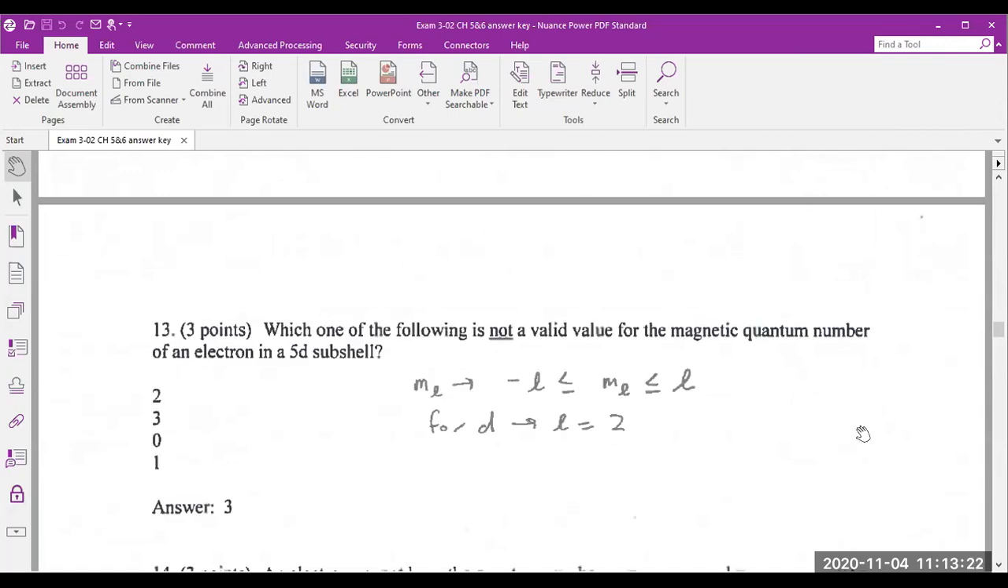Number 13, which one of the following is not a valid value for the magnetic quantum number of an electron in a 5D subshell? So you need to remember that the magnetic quantum number was m sub L, and minus L to positive L are the choices. And so in this case, the answer for D is L equals 2.